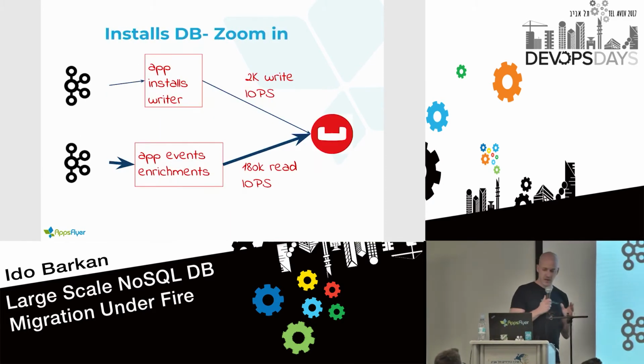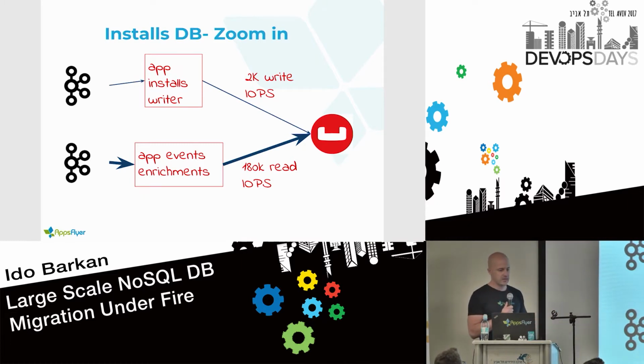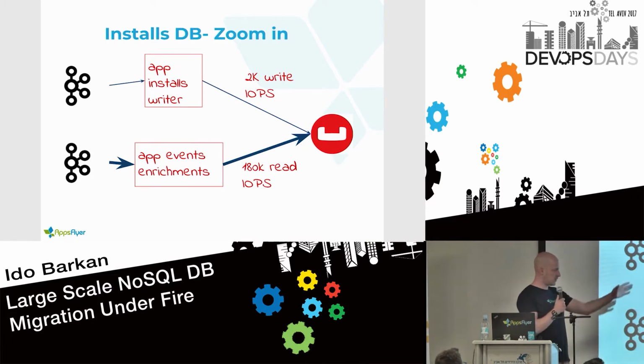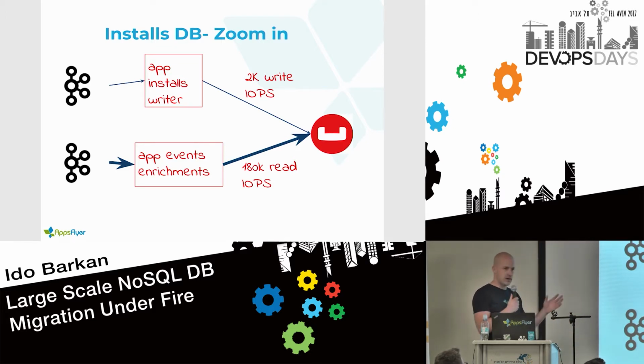So the database in question here is our install database. You see it's a Couchbase already. The general architecture is microservices, and this is a common pattern in AppsFlyer. There is one service that writes to the database, and another one, sometimes quite a few, read from the database.